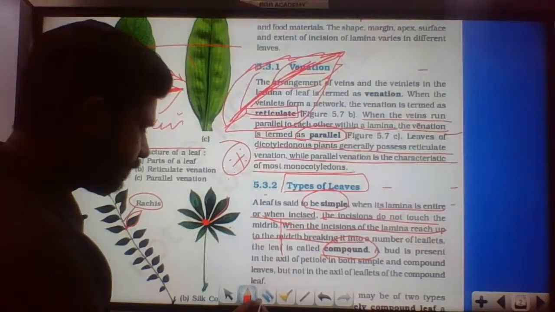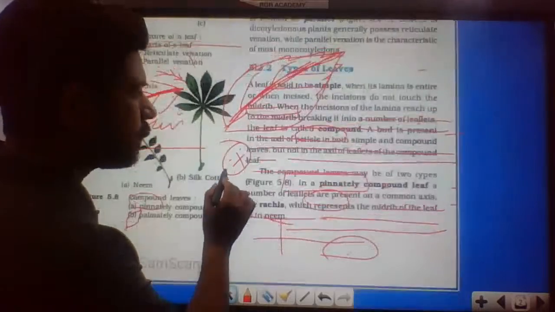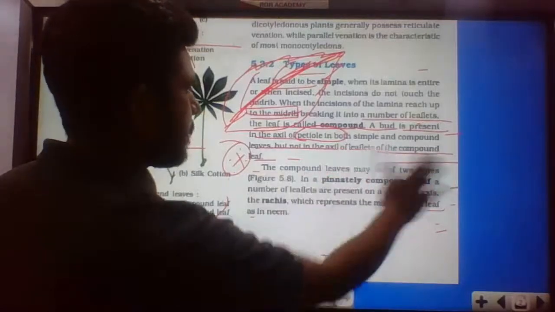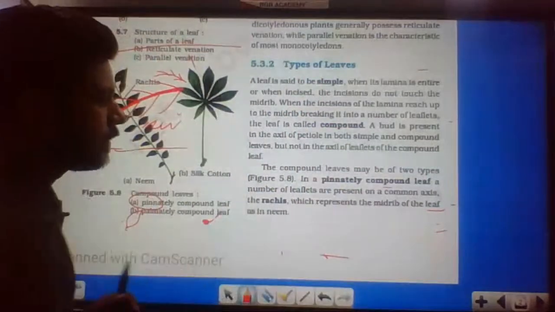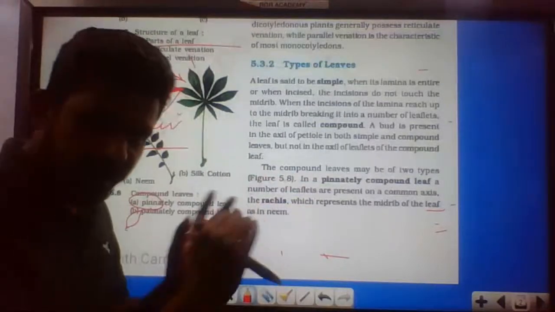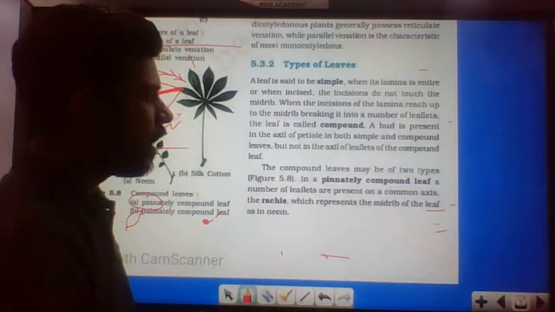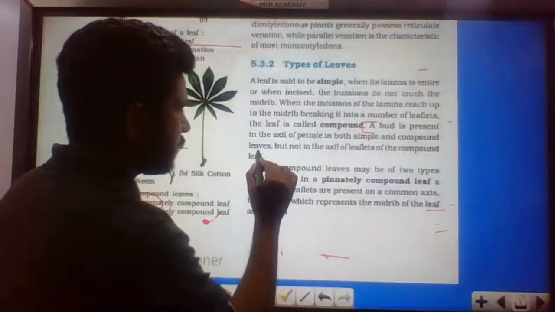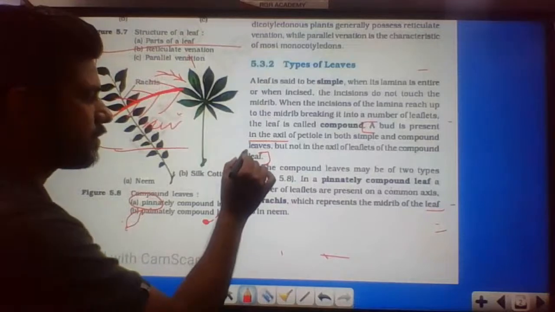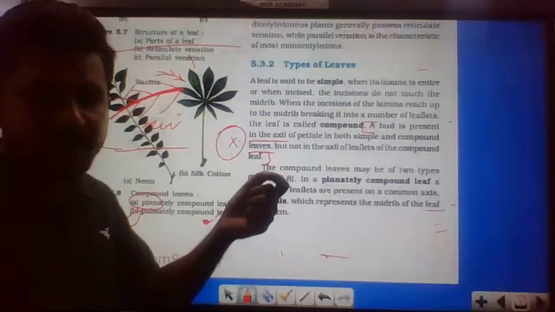So next one is, okay, listen. We are going to discuss different types of compound leaves. So far we discussed what is simple and what is compound, and the last in this content: a bud is present in the axil of the petiole in both simple and compound leaves. So this is a general characteristic feature. So we can expect a statement based question.